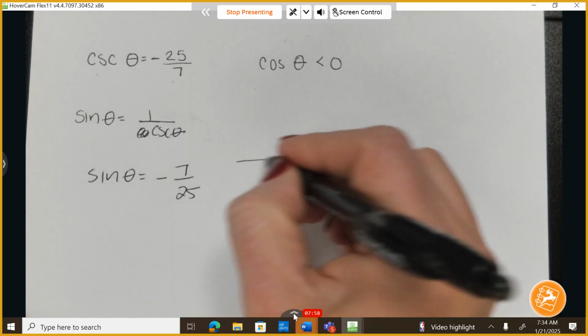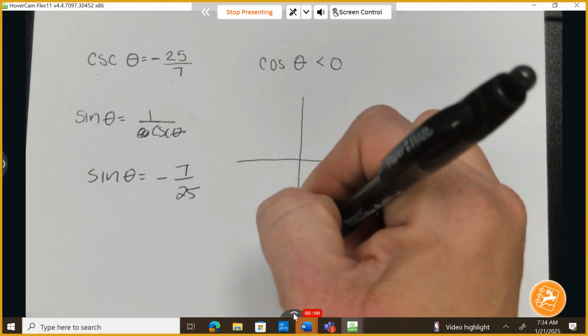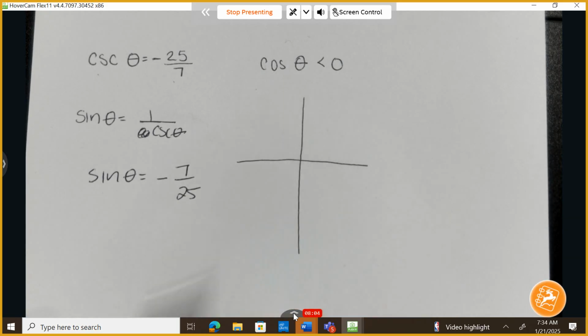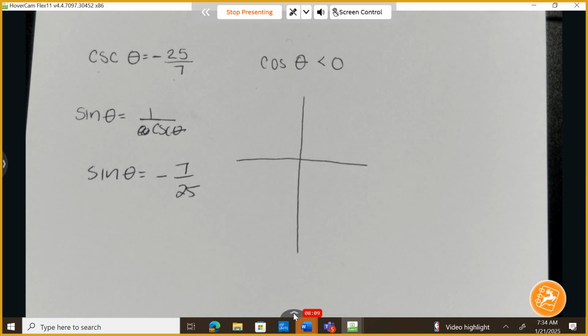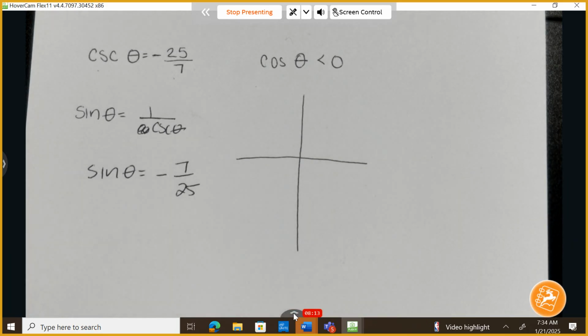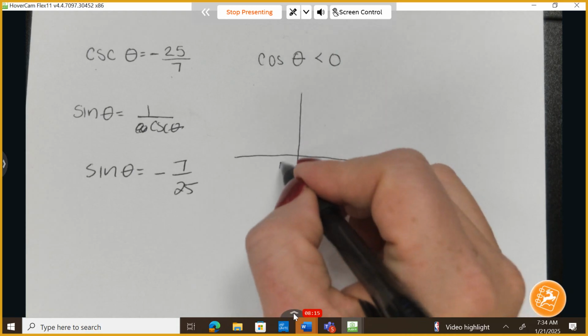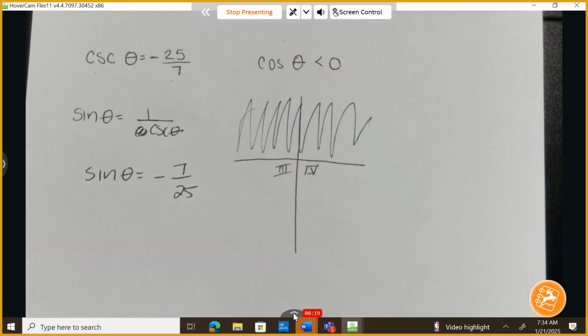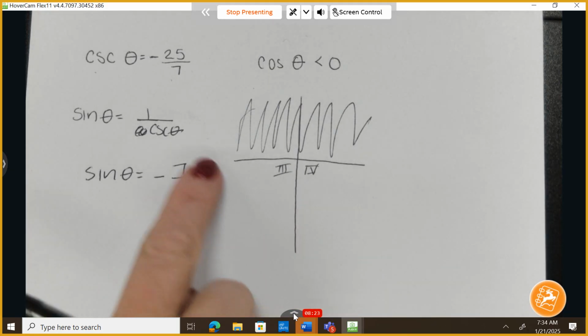So I'm going to draw myself a triangle. And I'm going to draw myself a Cartesian plane, an XY axis. And I'm going to ask myself, where do I find sine values that are negative? Sine values are like y's. So in these 4 quadrants, where do I find y values that are negative? That'd be in quadrant 3 and in quadrant 4. So I'm already going to cross out quadrant 1 and 2. It's not an option. So this is where I could find this.